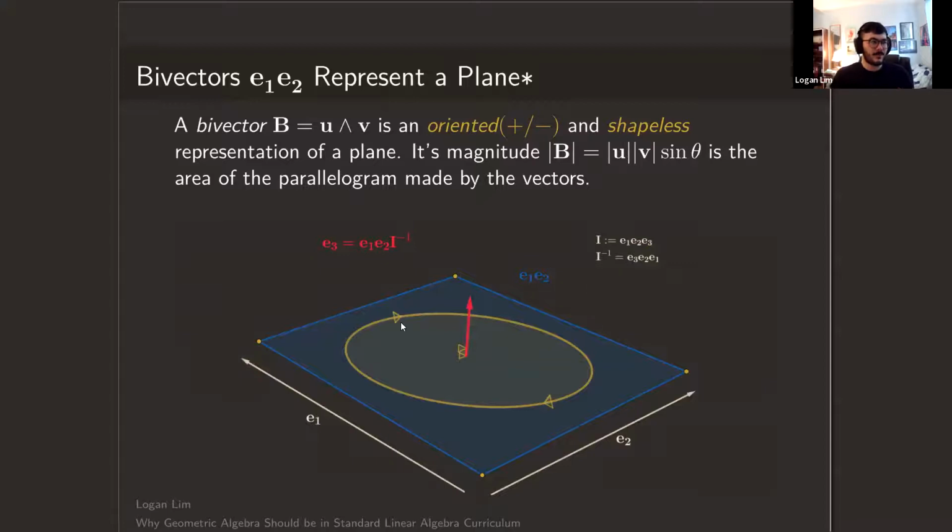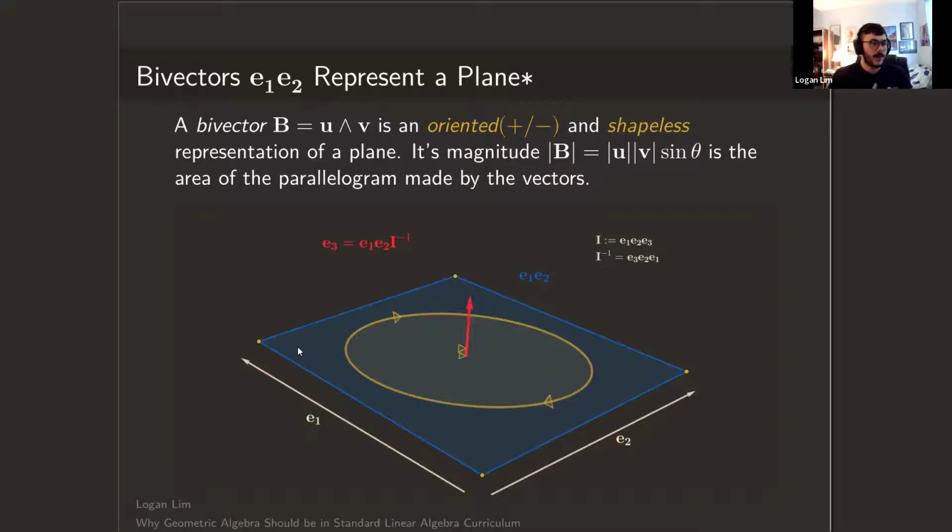I want to talk a little more about bivectors before I continue with the analogy. Bivectors, like I said, are made from two vectors, and they are oriented and, importantly, shapeless representations of a plane. It actually has a magnitude, like vectors have a length. The magnitude is the area of this parallelogram. So it has an orientation and an area, but it's a shapeless area.